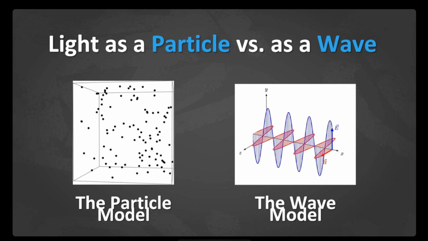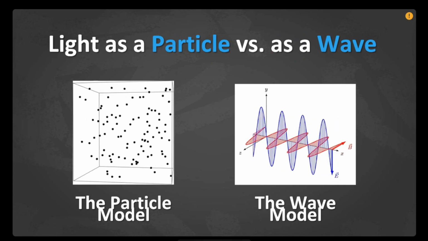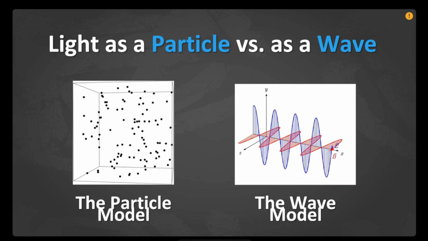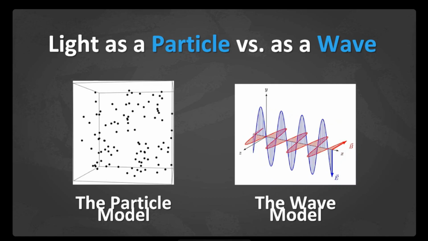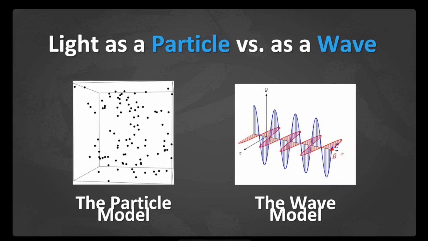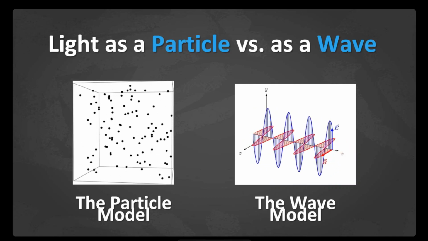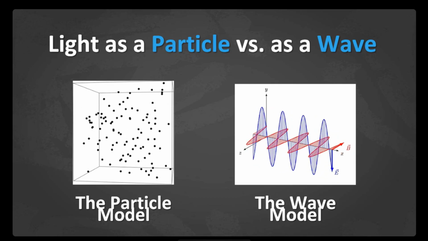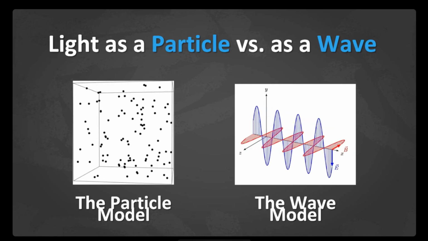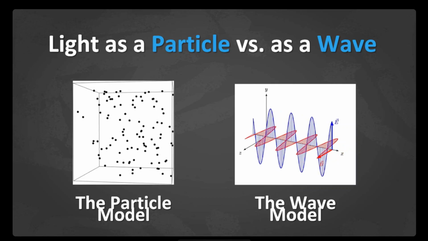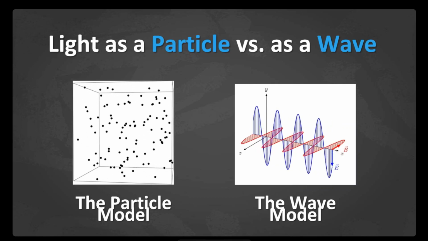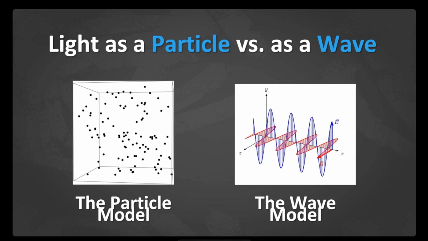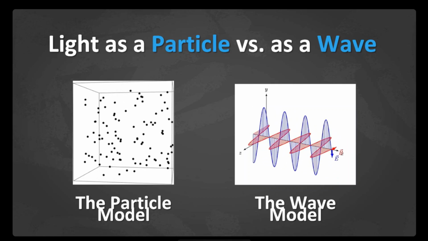So when we're talking about light, there are two main models that are discussed: the particle model and the wave model. You may recall from physics class that when you talk about light, you think of it as one of these two forms. Either you think of light as a particle or you think of light as a wave. Never really both at the same time.